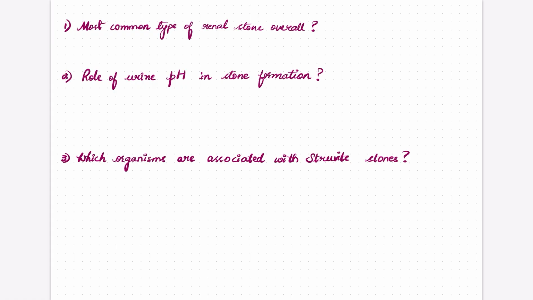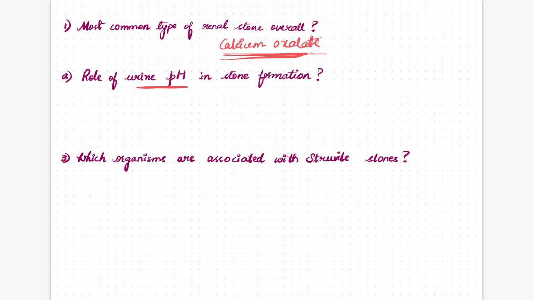So the most common type of renal stone overall is calcium oxalate. The calcium oxalate crystals are the most common that we have placed in the OSCE chart. Calcium oxalate is the most common stone overall.